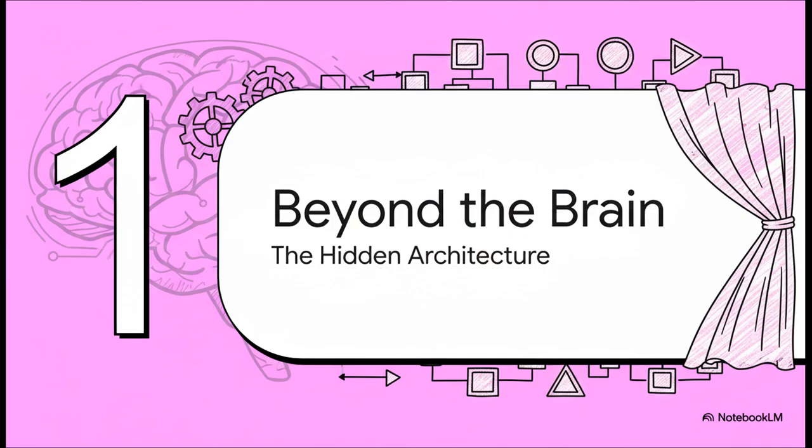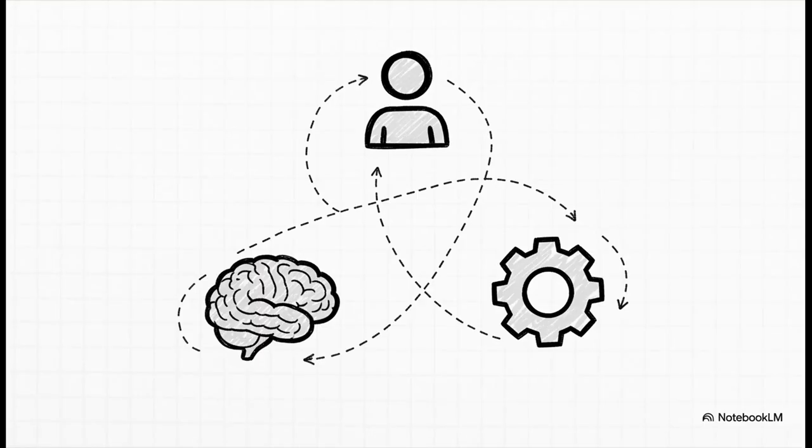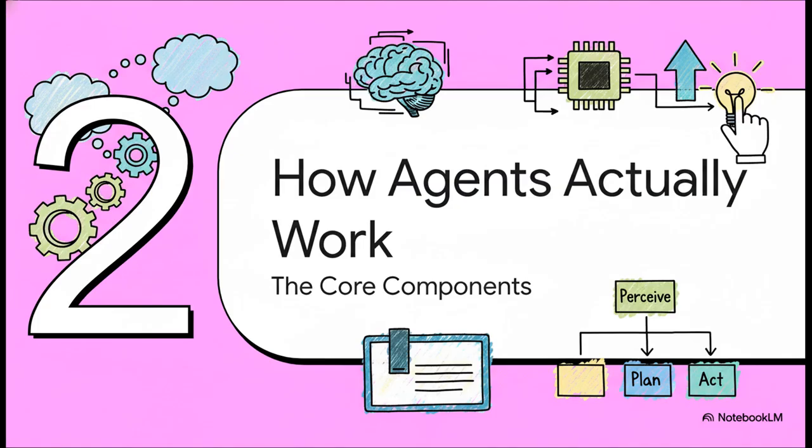Well, to understand that, we need to look beyond the brain. We need to see the hidden architecture that actually gets things done. So let's do that. Let's pull back the curtain. You see, the secret isn't one single component, but three. It's a system, a collaboration, and understanding the distinct roles that these three players have is the absolute key to understanding how AI agents really function. So let's meet the players. We're going to break down the fundamental components that make up what we call an agentic system.